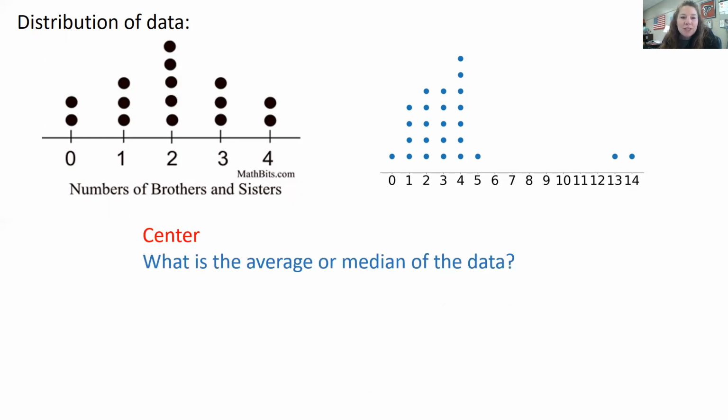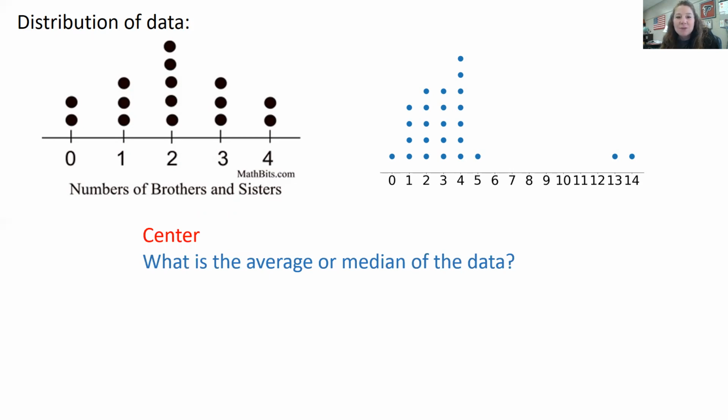So if you wanted to talk about the average or the median of the data, the mean is when you get the data, you add up all the numbers and you divide by how many there are, right? So if we wanted to describe on average, how many brothers and sisters do people have? Well, this graph on the left, I would definitely want to use the mean because the data is so symmetric.